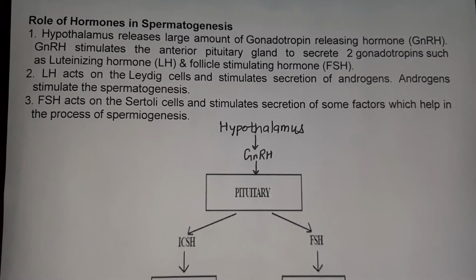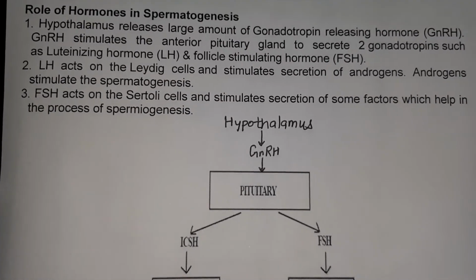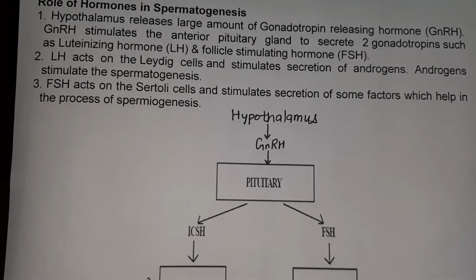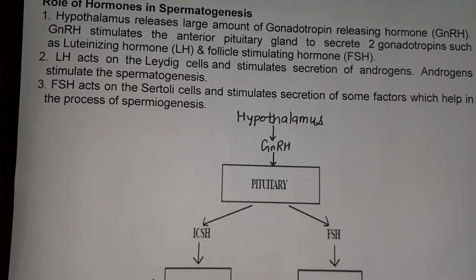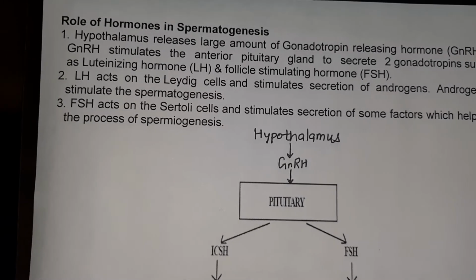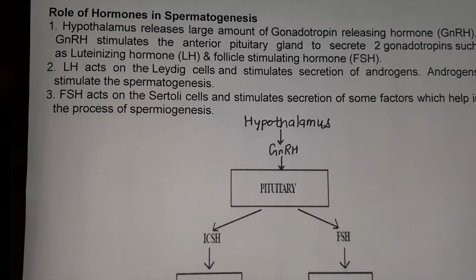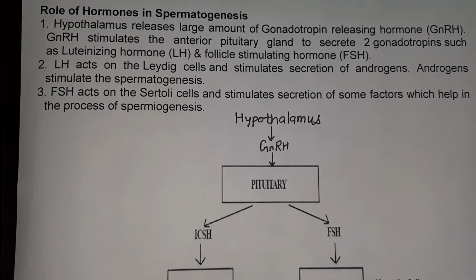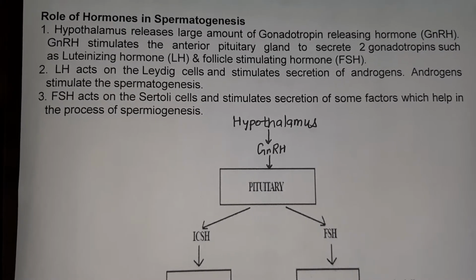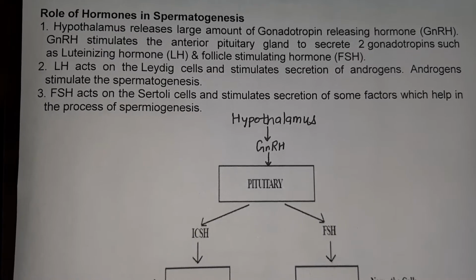Hello students. So with the continuation of previous video, let me discuss the role of hormones in spermatogenesis. You know that spermatogenesis occurs in males and it is the process of formation of mature spermatozoa from sperm mother cell. Spermatogenesis starts at the age of puberty. During that time, there are several hormones which play an important role in the development of the spermatozoa.